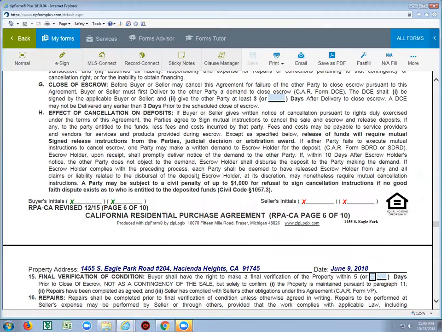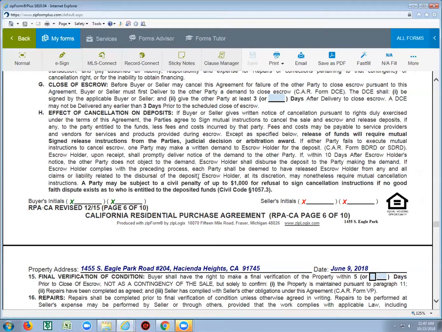Close of escrow. Before buyer and seller cancel this agreement for the failure of the other party to close escrow, pursuant to this agreement, buyer and seller must first deliver to the other party a demand to close escrow. A lot of listing agents forget that. They say, oh, they didn't close escrow on time, so I sent them a cancellation. No. The purpose of this DCE, just like the notice to perform, is you have to give the buyer a chance to fulfill their duty. You just cannot cancel them right away. That's the law.